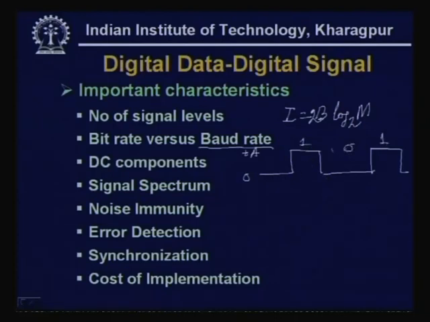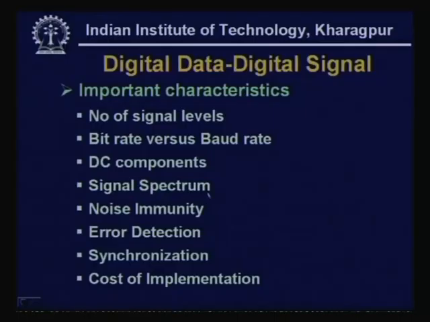So, the average value will have a DC. That DC component will not pass through the medium. That is why we shall try to do the encoding in such a way that the DC component is not present. That means we shall transform the signal data into a form of signal which will not have a DC component.